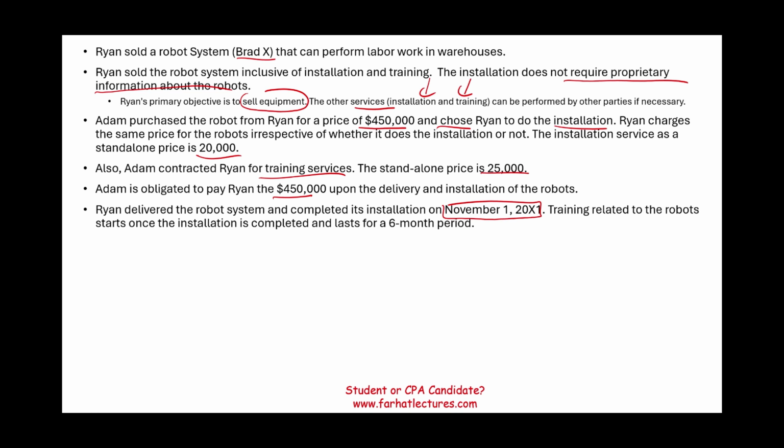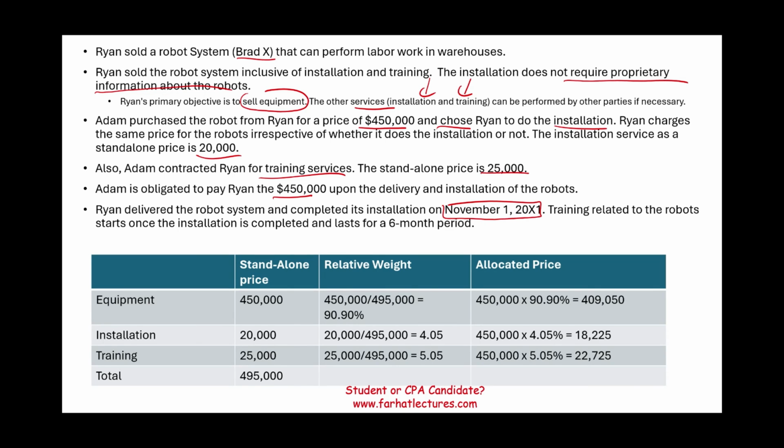So what do we have here? Well, we have 3 separate obligations. We have the selling of the equipment, the installation, and the training. So what we need to do is figure out the standalone price for each, which is the equipment $450, the standalone price for the installation $20, and the training is $25. All 3 have a total of $495,000.